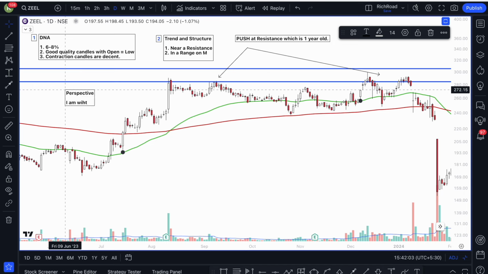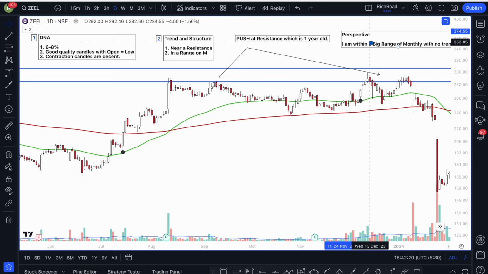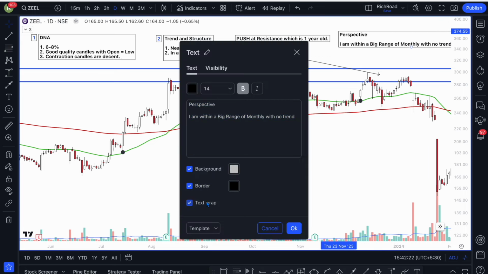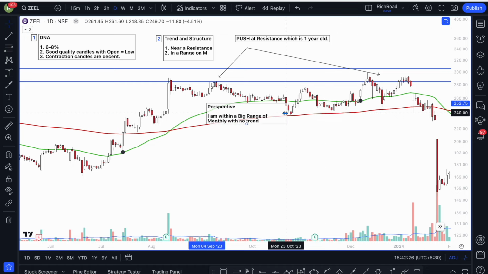I am within a big range of monthly with no trend. It's not that you're in a range within an uptrend, right? Nothing as such. There is no trend. You are in a range. So that's your perspective. So having the perspective is important. And once you have that written on the chart, it solves a lot of your puzzle.